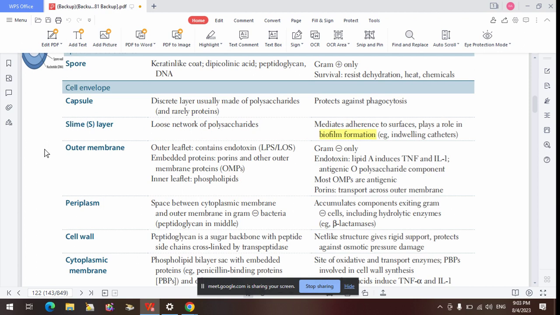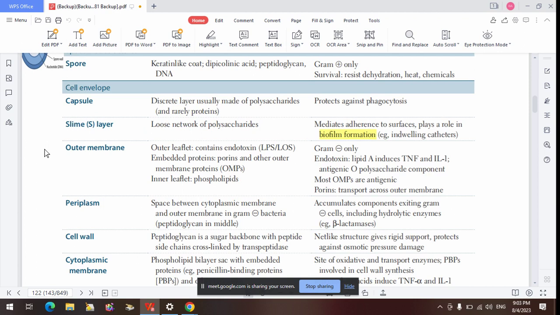We'll talk about it later when we get to a point where we'll be talking about the capsule. So don't forget, the capsule is made up of polysaccharide, and it's there to prevent phagocytosis, so that the neutrophils and macrophages will find it very hard to digest that bacteria. Any bacteria that is not encapsulated, they can easily phagocytose and digest. What's the next layer after the capsule?